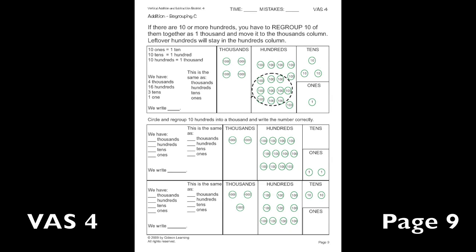Alright, so we're going to go up now onto vertical addition and subtraction 4. So let's go up to page number 9 here. It says if there are 10 or more hundreds, you have to regroup 10 of them together as 1,000 and move it into the thousands column. Leftover hundreds will stay in the hundreds column.